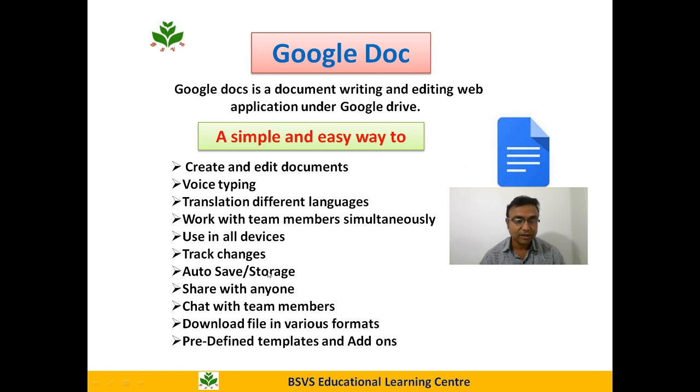Like in Word documents, we need to save the document, but here whatever changes are going on are automatically saved in the storage simultaneously. Then share with anyone. A link is generated, with which we can share through mail, through a link, or through a web page, etc. So it generates a shareable link. Another application is chat with team members, meaning simultaneous chatting is also possible. The update can be obtained instantly in Google Docs.